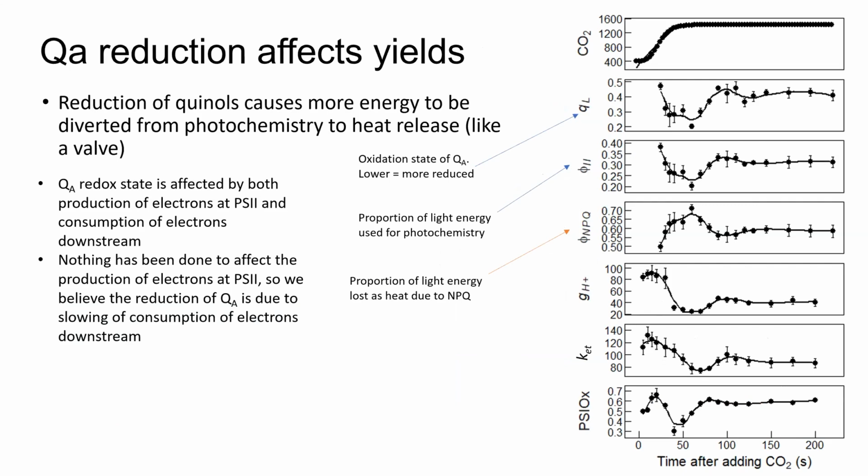QA redox state acts like a valve. It has to be open for photochemistry to continue. And if it's closed, all of the energy is instead shunted into non-photochemical quenching. Here, with the reduction of QA, measured here as qL, we see a huge drop in phi2, which is the ratio of light energy used for photochemistry. Conversely, there's a huge increase in the yield of non-photochemical quenching. And all of this is because the valve, which is QA, is closed.